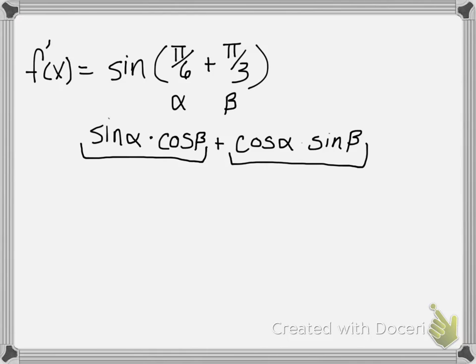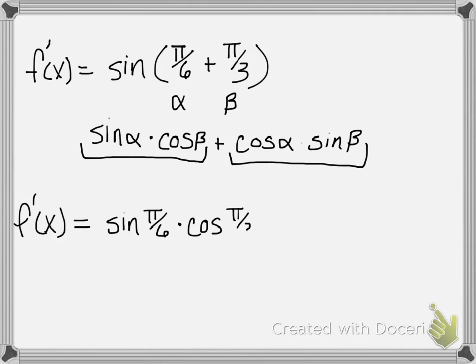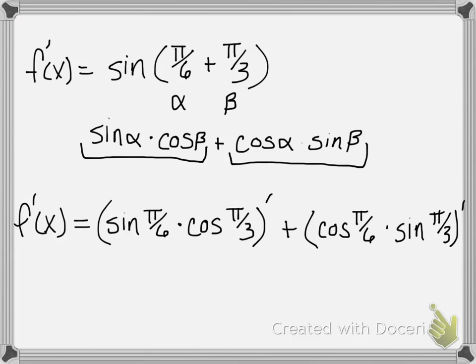So say we want to take that derivative, so we're going to have f prime equal to the sine of pi over 6 times the cosine of pi over 3, prime, plus the cosine of pi over 6 times the sine of pi over 3, prime. Alright, so now it's like, whoa, what just happened?